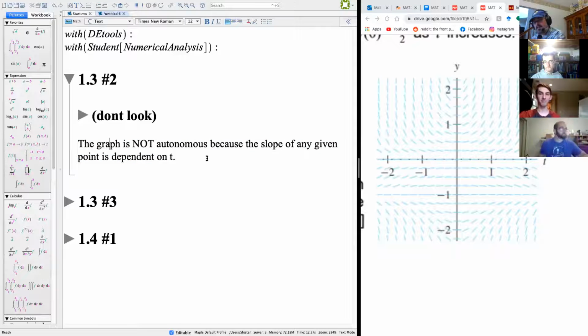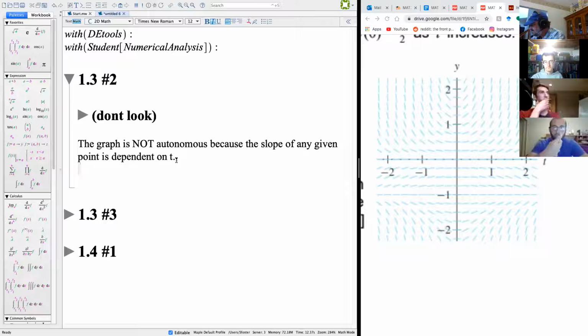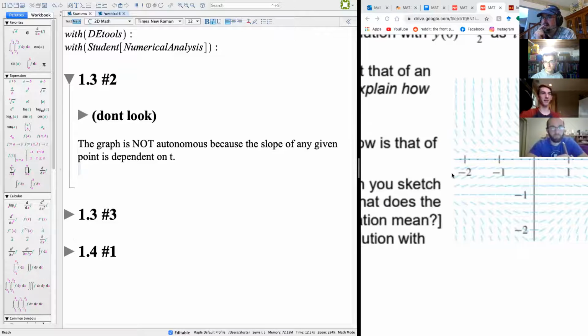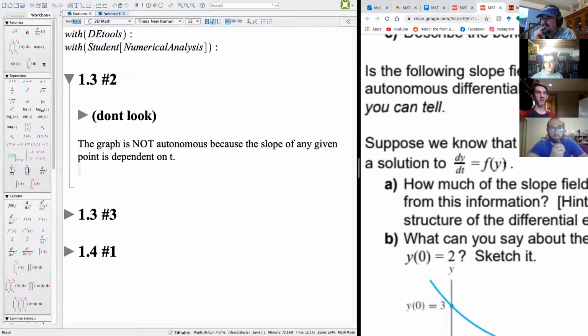So what is the definition of autonomous, since I've got you on mic? It's when the differential equation is not dependent on the independent variable. It's one of these things right here. So the function has nothing to do with t at all. So that means it's autonomous.